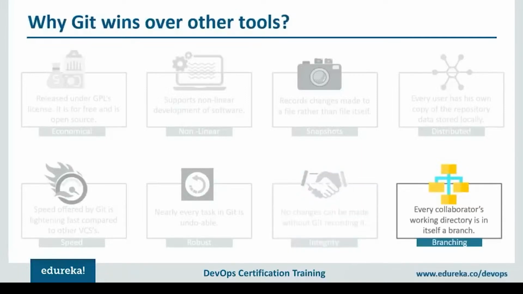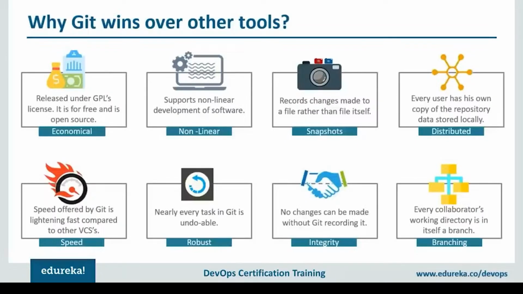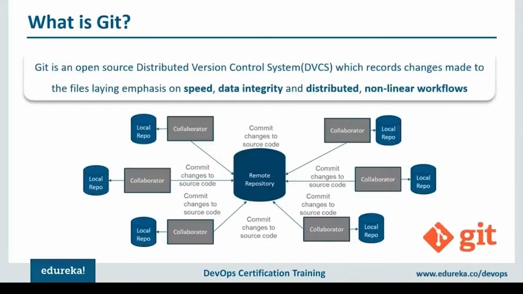And finally, in the list, we have branching. Well, Git offers branching. Every collaborator's working directory in itself is a branch. So Git offers non-linear development, that is, parallel development, and it also offers branching. So guys, these were some features of Git because of which Git wins over the other tools. Now that I've told you so many features about Git, let me tell you guys what exactly Git is.